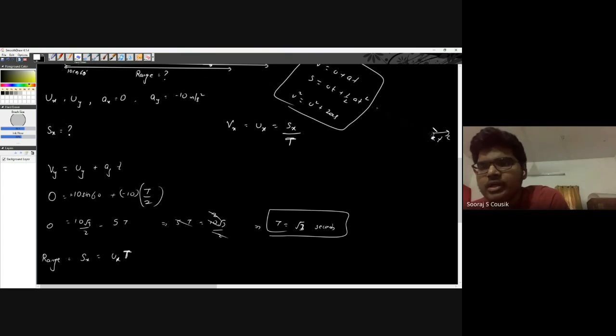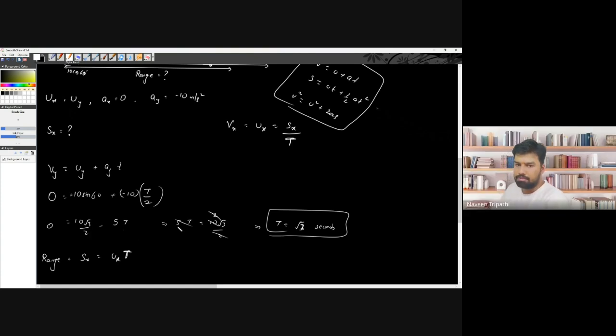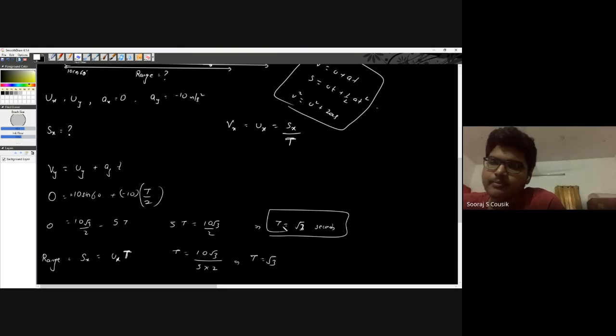I have a doubt. How do you get capital T equal to root 3 seconds? Solve this equation, a basic algebra equation. 5T equal to 10 root 3 by 2. I'll solve it. See, 5T is equal to 10 root 3 by 2. T is equal to 10 root 3 by 5 into 2. Now 5 into 2 is 10. 10 and 10 will get cancelled. T is equal to root 3.